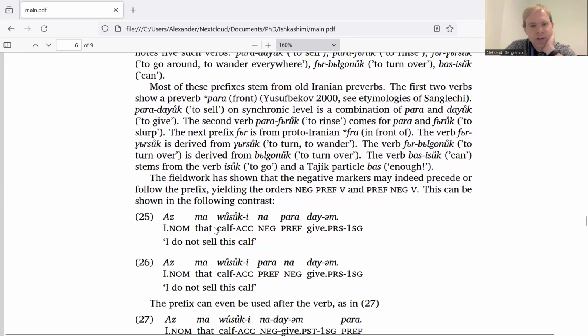It's very interesting. My fieldwork has shown that the negative markers may indeed precede or follow the prefix, right? It is not a remnant described 60 years ago. It is still an ongoing, living part of the language, yielding the orders neg pref V and pref neg V. And this can be shown in the following contrast.